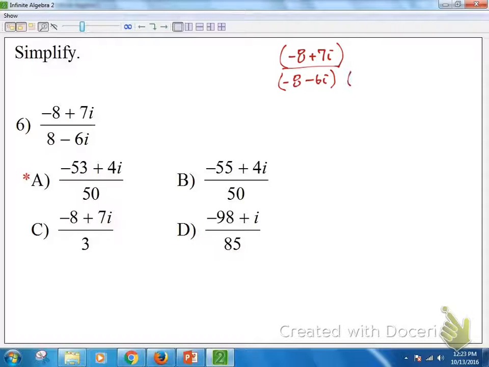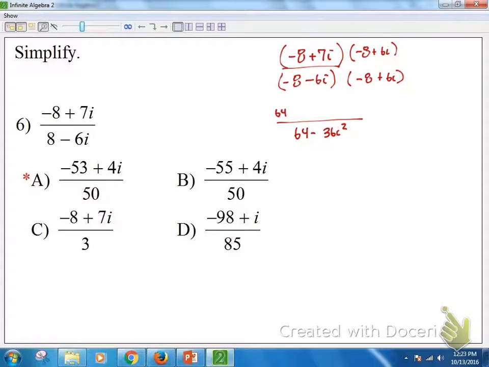So to multiply by the conjugate, which is negative 8 plus 6i, and we're going to do that in the numerator as well. Okay, so when we do the denominator, we just square the first term, which is negative 8 squared, which is 64, square the second term, which is 36i squared, and put a minus sign in the middle, because it's a difference of squares. Numerator, negative 8 times negative 8 is 64.